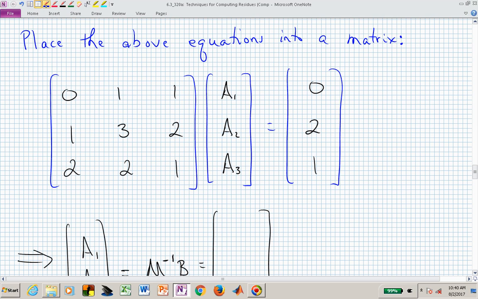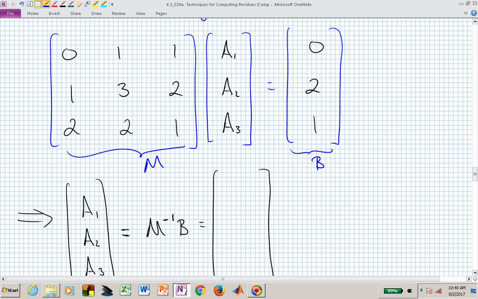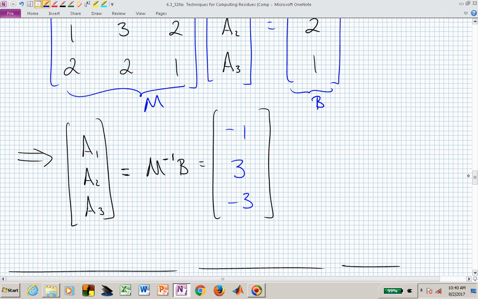Which, if we now say, let's just call this some M matrix, and this is now some B matrix, we can invert M and multiply that on the left of both sides of this equation and have M inverse times B, and we end up with a1 being minus 1, a sub 2 being 3, and a sub 3 being minus 3. And there's another strategy for finding these partial fraction expansion coefficients.